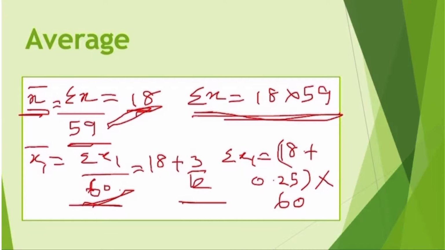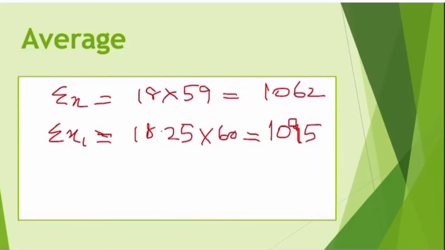One year has 12 months. So here we can write 3 by 12. So now sigma x1 is equal to 18 plus 3 by 12. This 3 by 12 can be simplified as 1 by 4. If we cancel, 3 ones are 3, 3 fours are 12. 1 by 4 is equal to 0.25. So 18 plus 0.25 is 18.25. So this sigma x1 is equal to 18.25 into 60.